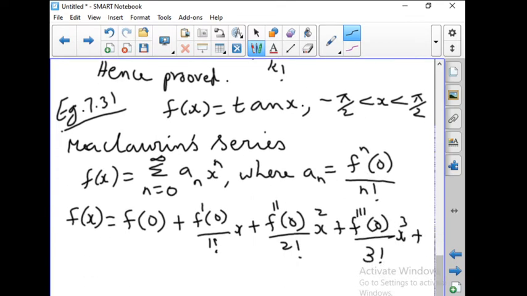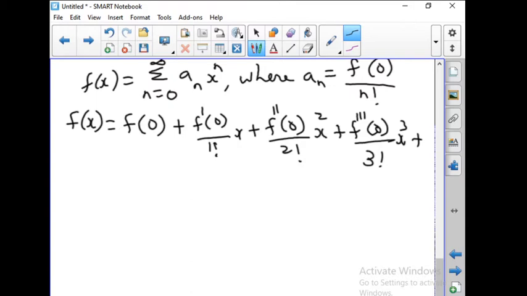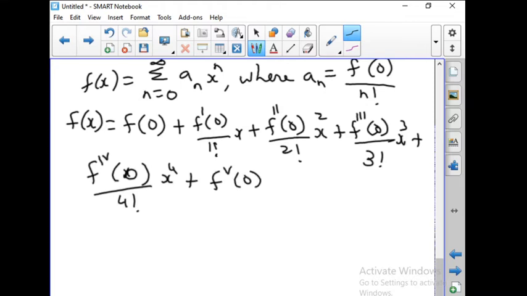plus... it is asked to differentiate 5 times, up to the 5th power we have to differentiate. So plus f4(0) by 4 factorial into x power 4 plus f5(0) by 5 factorial into x power 5 plus etc. Okay, now we are going to do this. So this is the Maclaurin series. So remember, learn this very carefully.